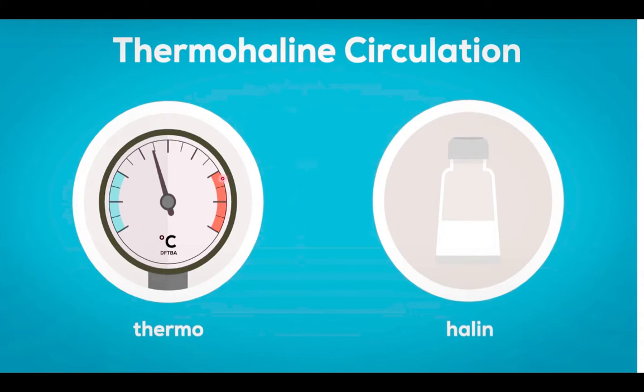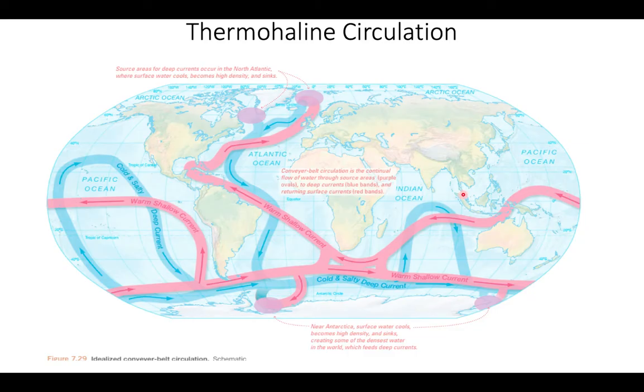Thermo means temperature, it's related to temperature, and haline means salt. So it is density driven, because temperature and salinity decide density. The lower the temperature and the higher the salinity, the more the density. That's the reason why we call it thermohaline circulation. It is also known as meridional oscillation. Meridional is the term used for meridians. Meridians means longitudes, so this is longitudinal, like this.